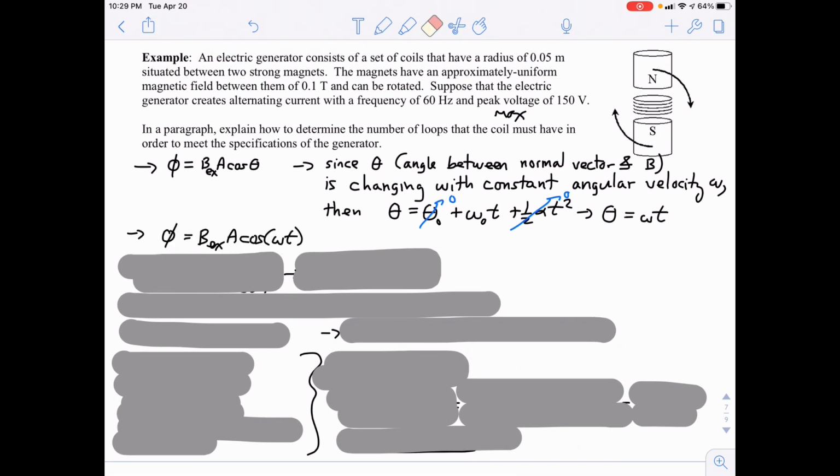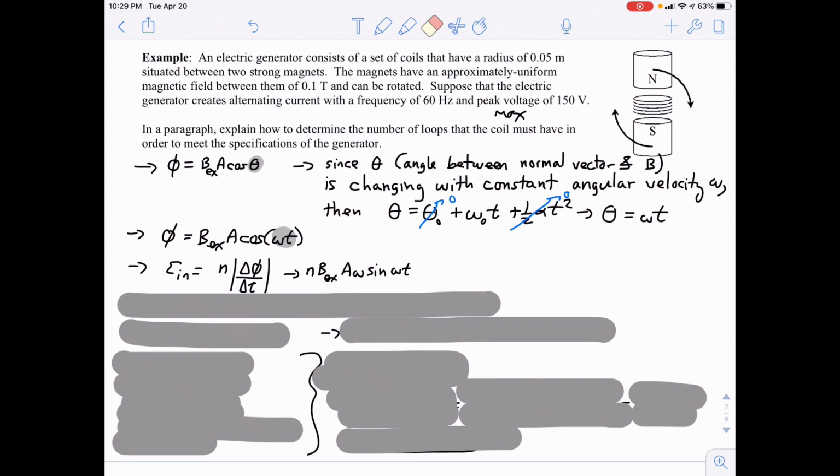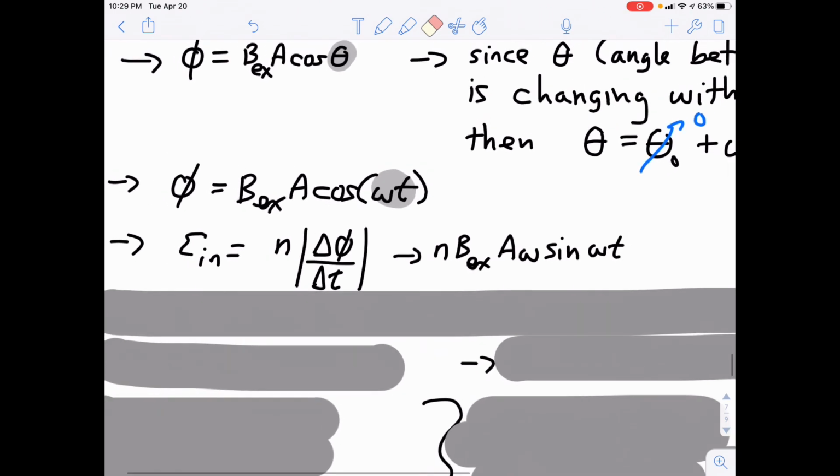Now you can simply rewrite this by substituting omega t for theta. Now, if we write it again, we have our induced EMF is the number of turns N times delta flux over delta T. But we can rewrite this. Now, we would rewrite this by using differential calculus.